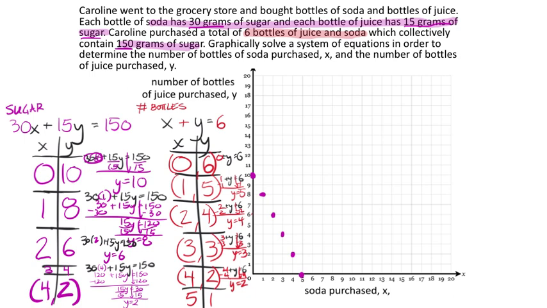We got one at (0, 6), (1, 5), (2, 4), (3, 3), (4, 2), which is already on the graph in purple, so I'm just going to circle it. Then (5, 1), and then again it just goes down another bottle there, (6, 0). Now I may have said that I was going to put a line on the graph. I'm not going to, and here's why.